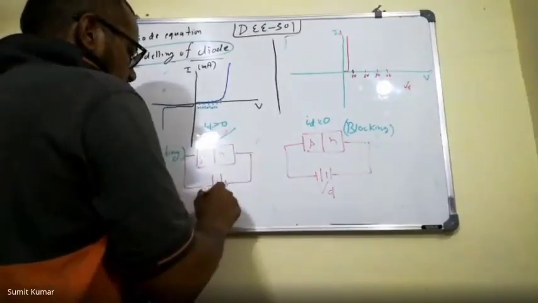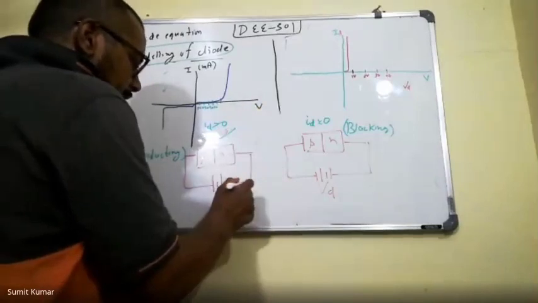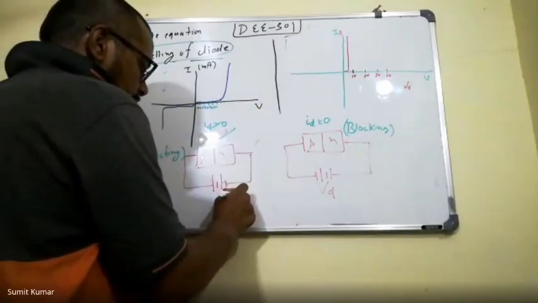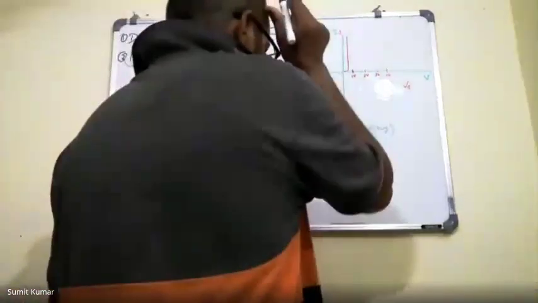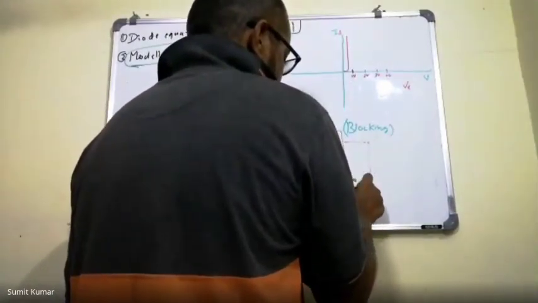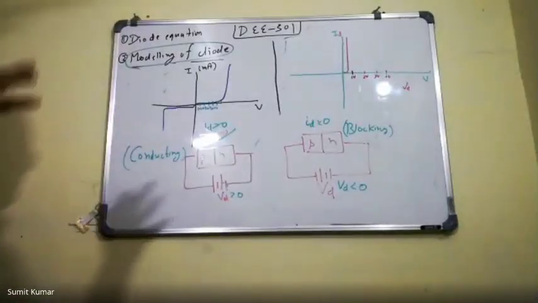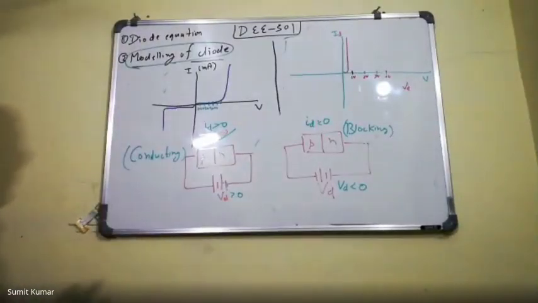Okay, and VD we are applying here. VD is, again, we can say that VD is also greater than 0, and this ID is 0 when applied VD is less than 0. Okay, so this is the conclusion from the previous lecture, and you need to remember this, and this is very important, and with the help of these two conclusions you can solve many numericals.